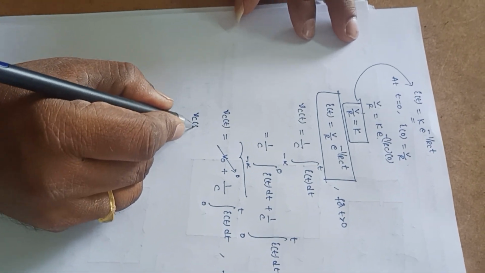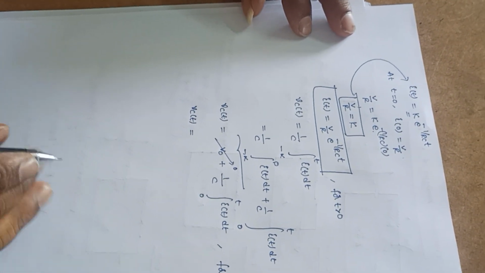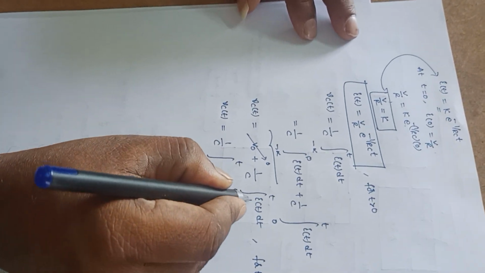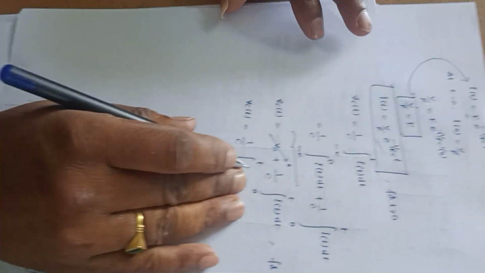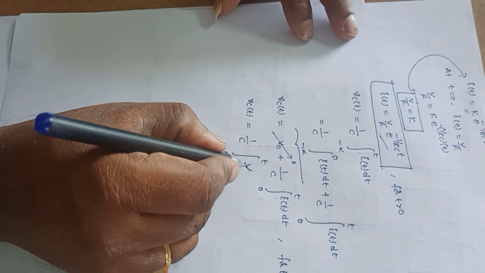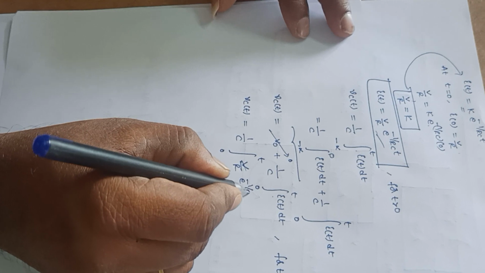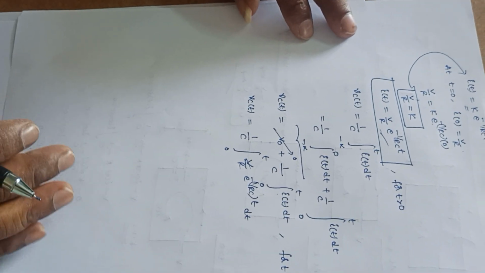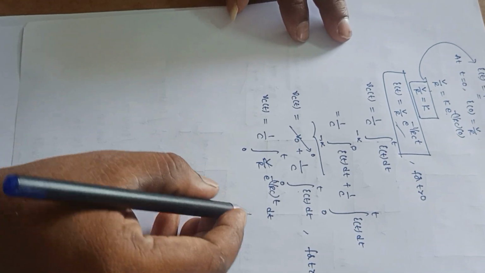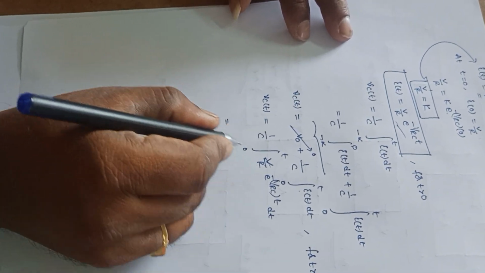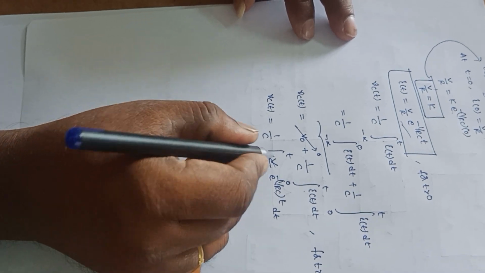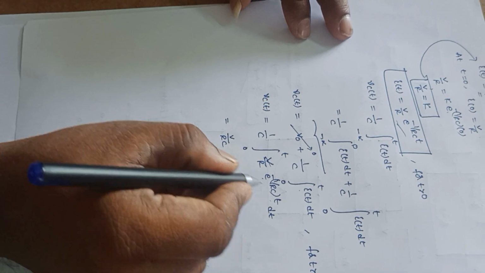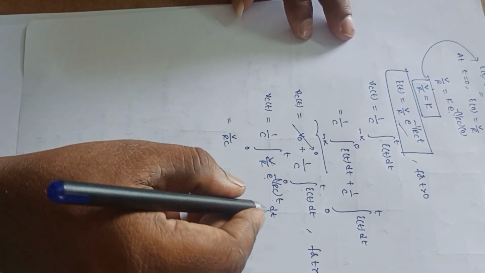So Vc of t is equal to, now 1 by C into integral 0 to t, just substitute this I of t expression in this equation. So I of t is equal to V by R into e power minus 1 by RC into t dt. Now V divided by RC, this is constant, we can take it out from this integration, and you integrate this e power minus 1 by RC into t with respect to t here.